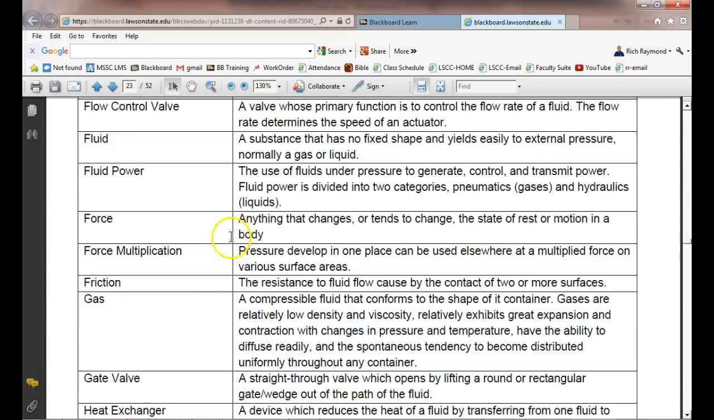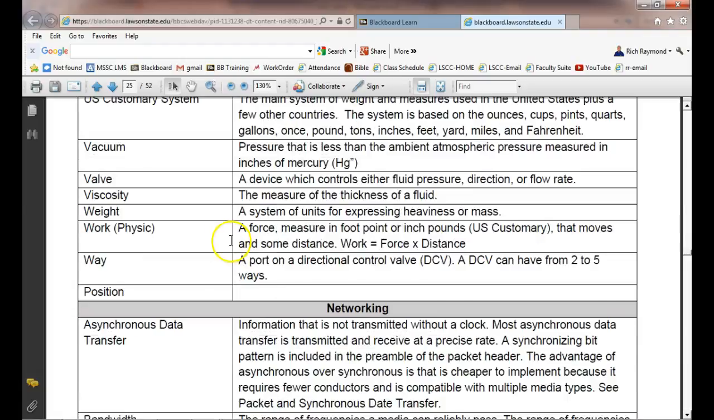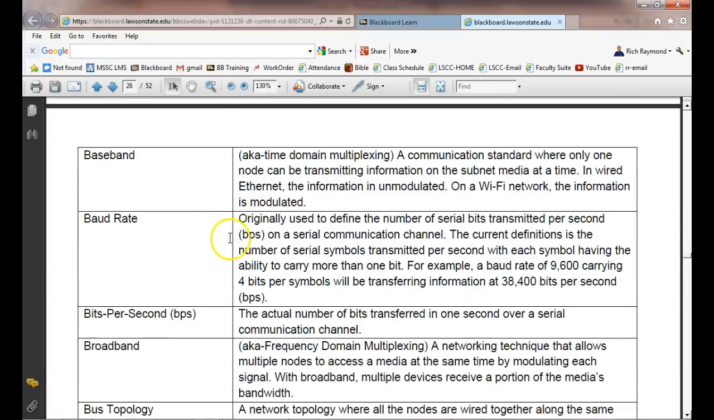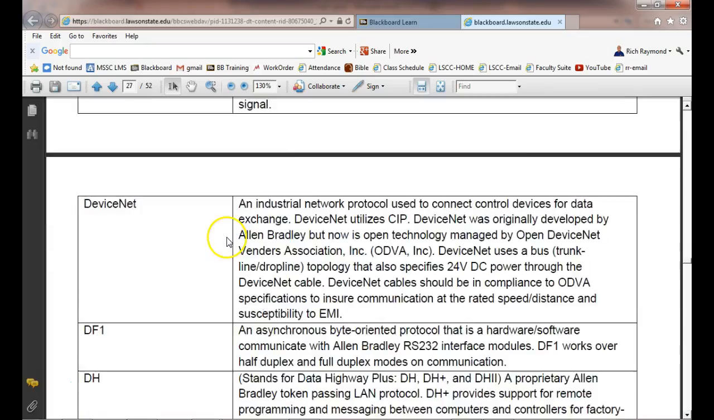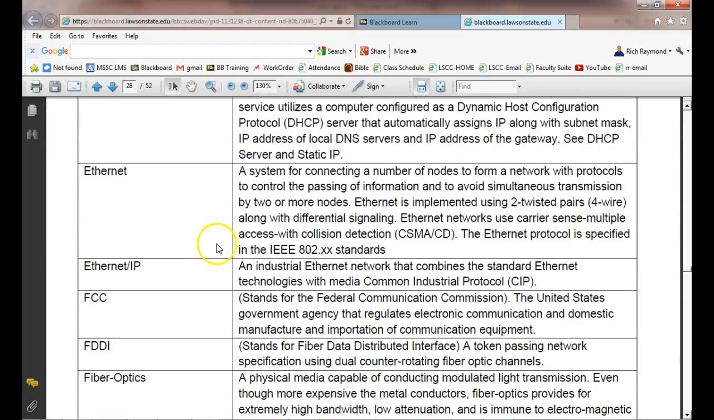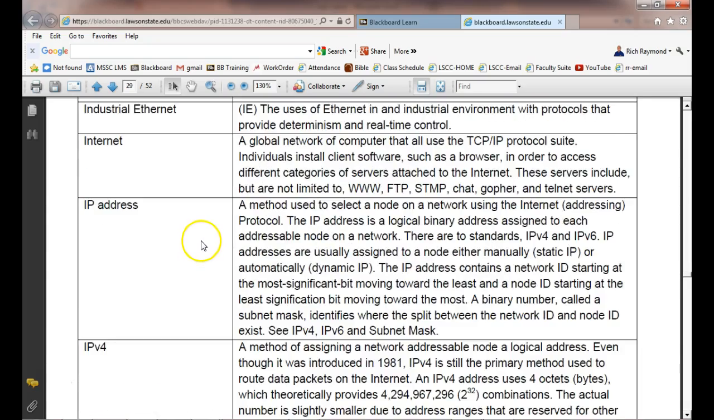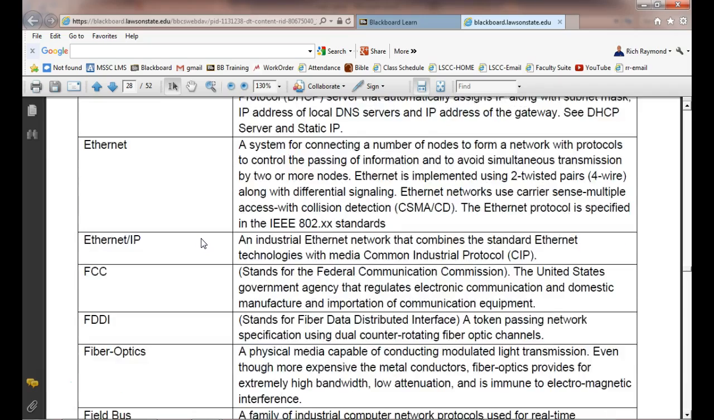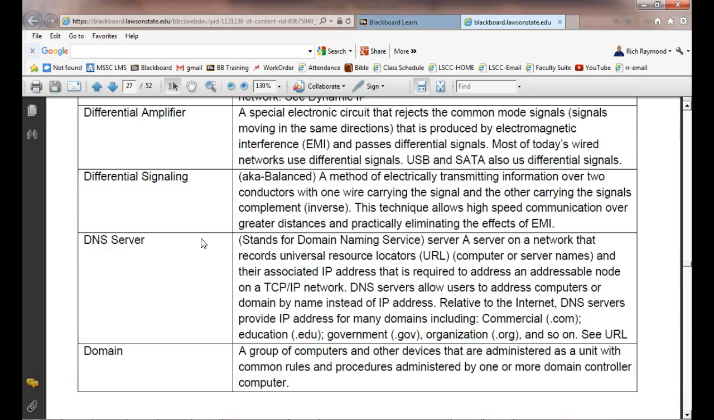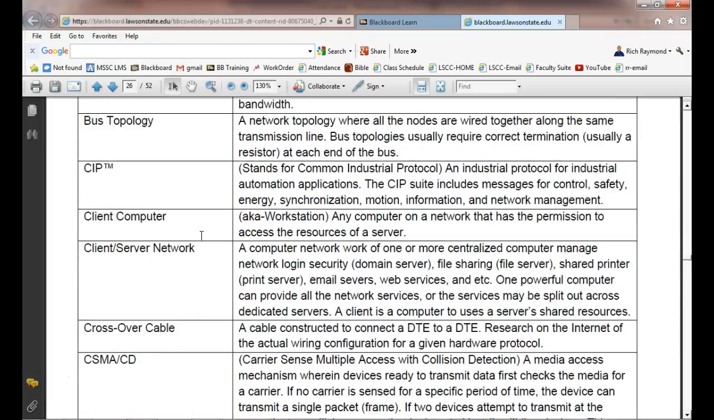Got fluid power in here, which is a really good class if you're in automated manufacturing that you need to take, and then networking. I think there's some networking terms on here that we haven't dealt with. Some of y'all are having problems between a DTE and a DCE. So what's the difference between a DTE and a DCE?